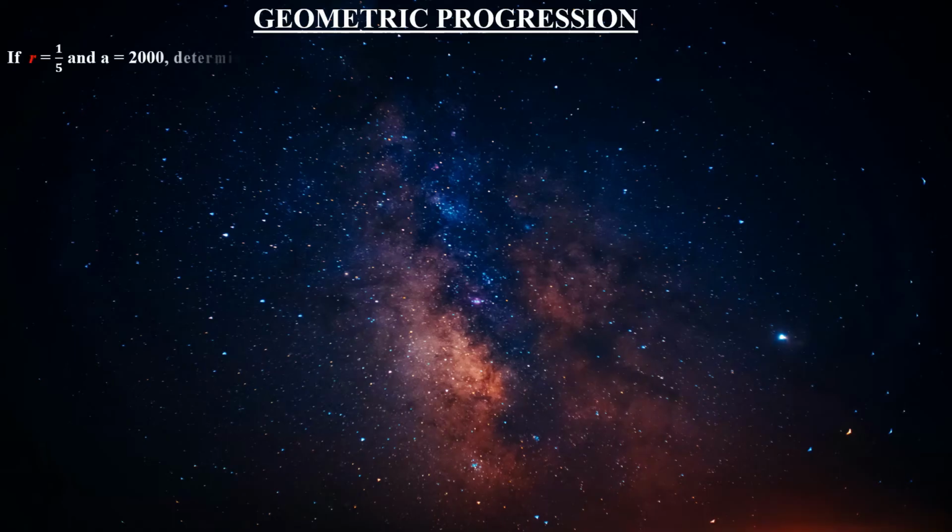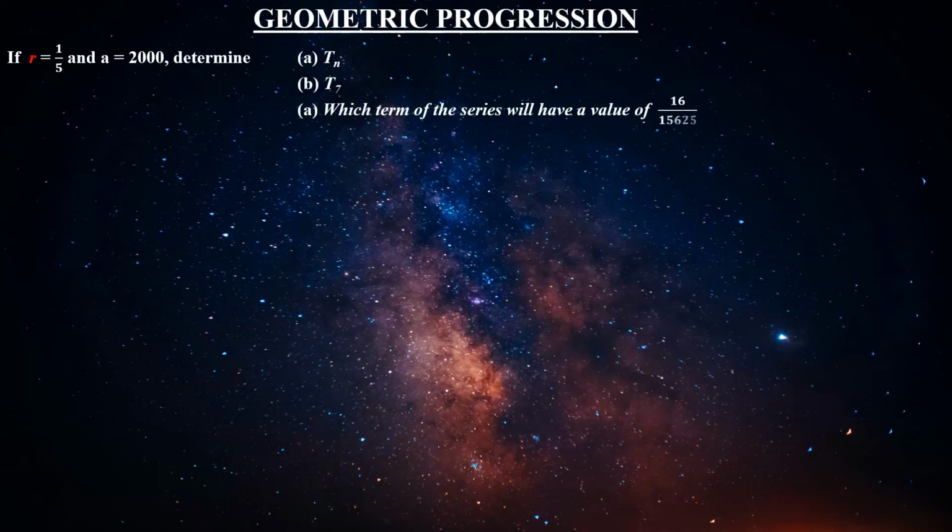So now we're going to look at a question. If R is 1 over 5 and A is 2000, determine Tn, the formula for finding the nth term. And also we're going to find T7, that is the term on the 7th position, and which term of the series has a value of 16 over 15,625. That's a National Certificate past exam question of November 2021.